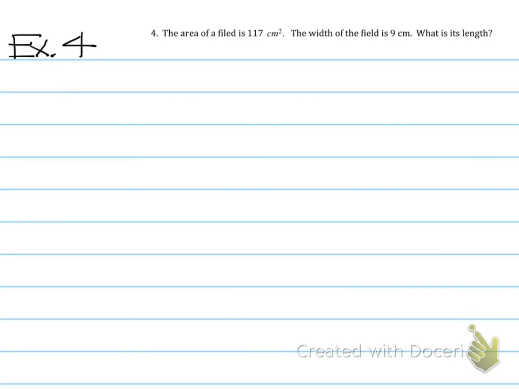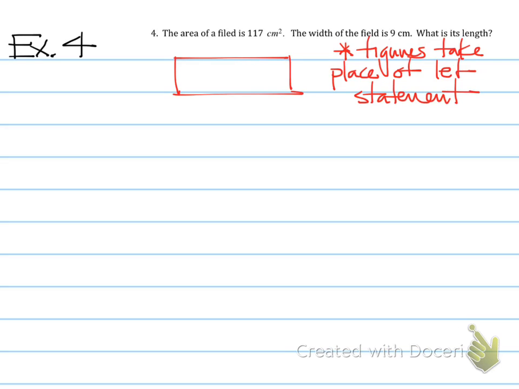All right, last example. The area of a field is 117 square centimeters. The width of the field is 9 centimeters. What is its length? Well, we're going to draw a figure to replace our let statement. A figure is not provided for us, so we're going to just draw our own rectangle. The length is the longer side, the width is the smaller side. We're told the area is 117. We're told the width of the field is 9, and we're trying to solve for the length.